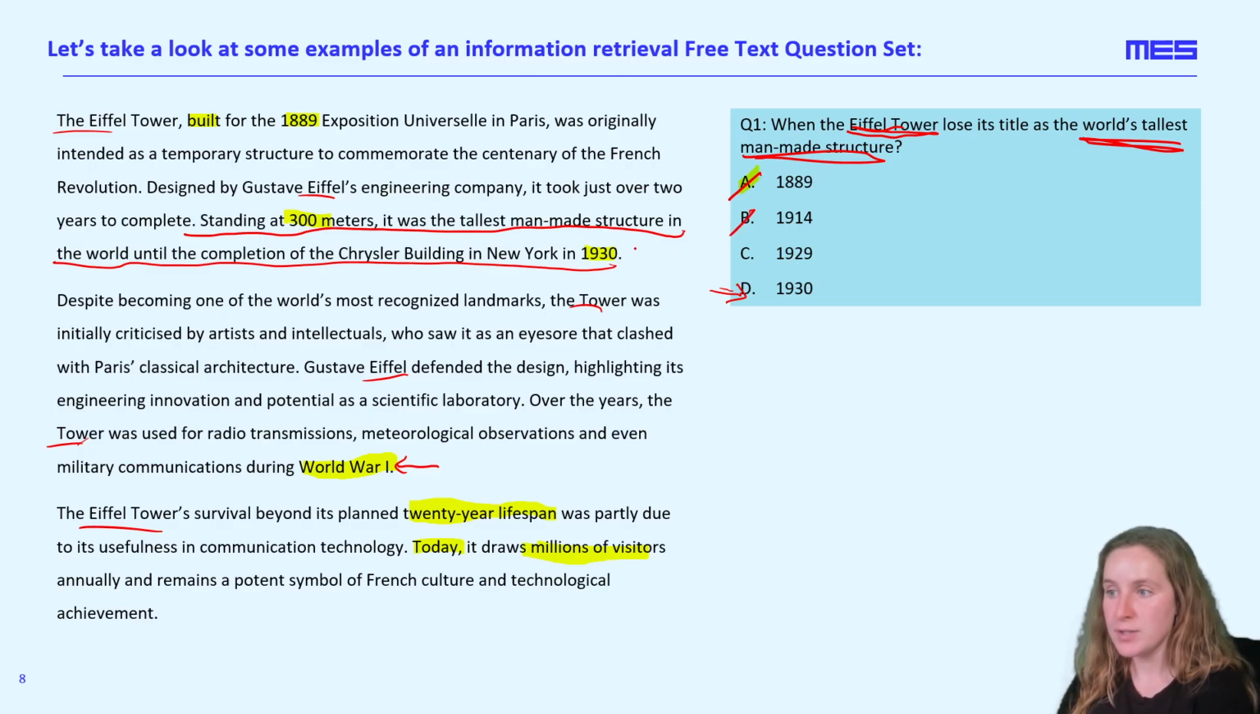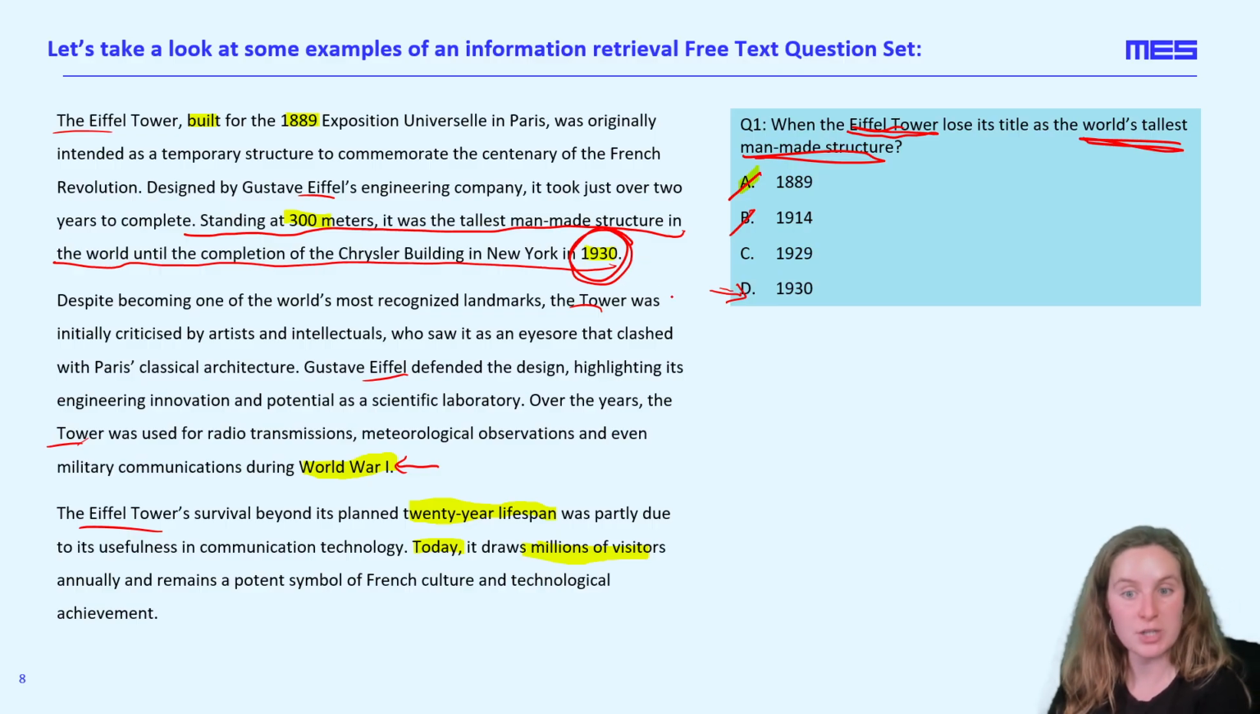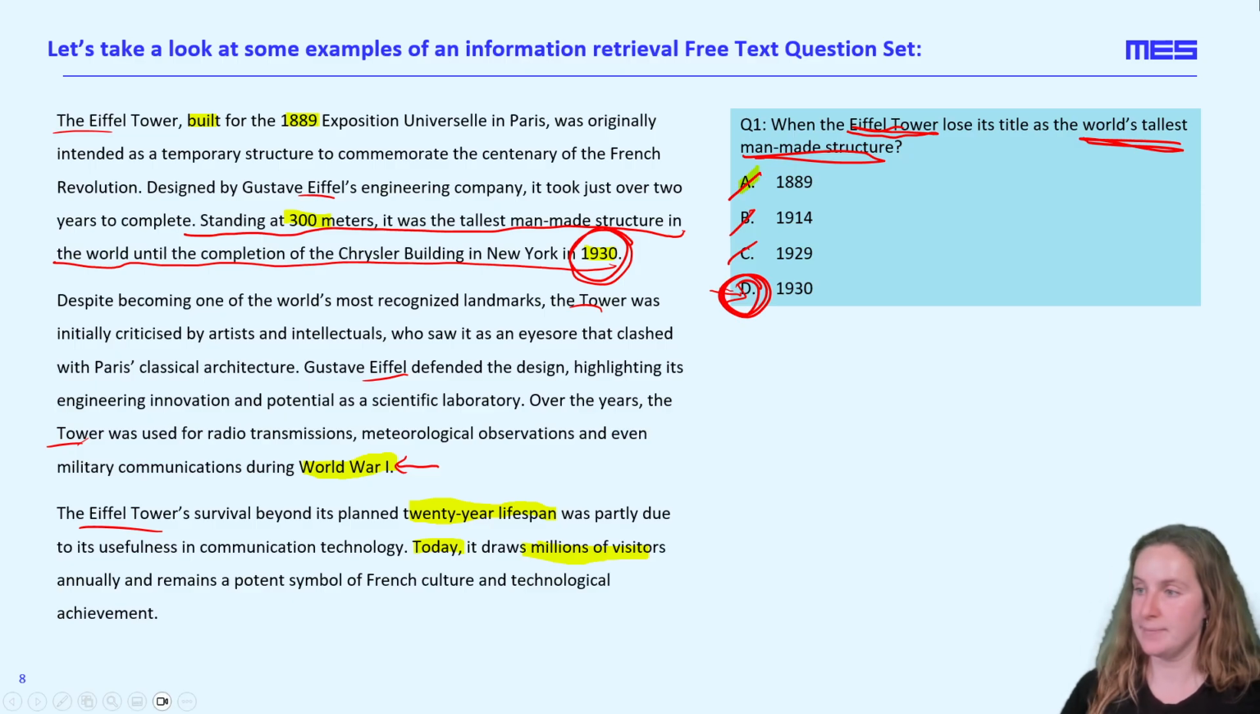1929 is close to that 1930, but the building wasn't completed until 1930, so that's the only information that we know, that that was when it officially became taller and lost its title, or the Chrysler Building won the title of world's tallest man-made structure. 1929 seems like a distractor. That leads us to our obvious answer, D, 1930.